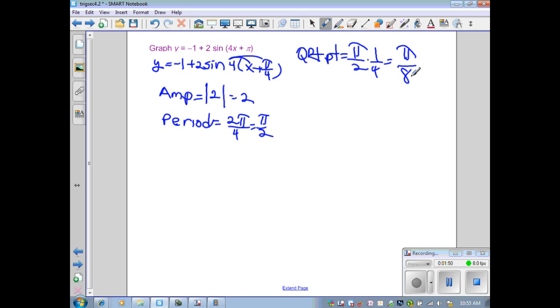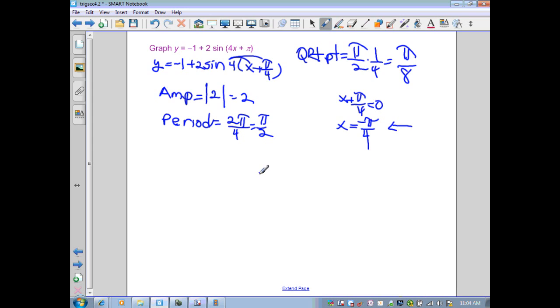Now, what we want to do is to determine my phase shift. Remember, to do that, I take my interior function, which is x plus pi over 4, and set it equal to 0, and then solve for x. Therefore, that gives me a negative pi over 4. So my phase shift is going to be to the left.